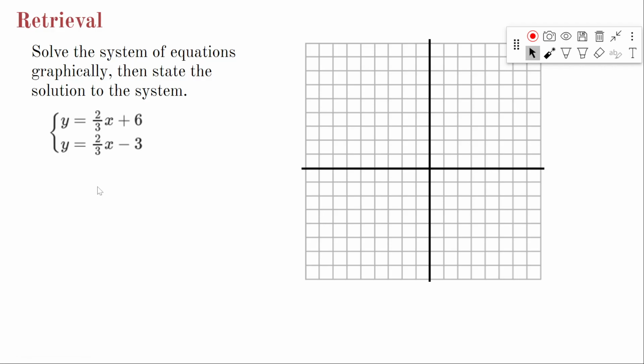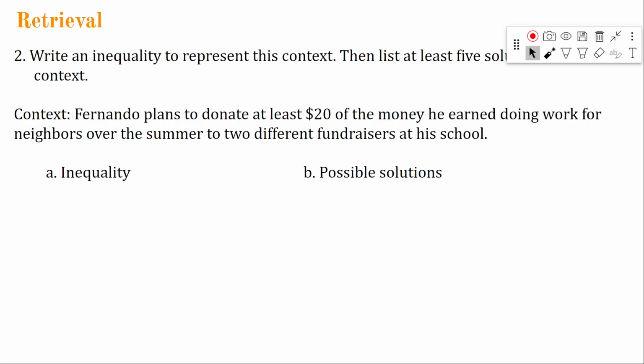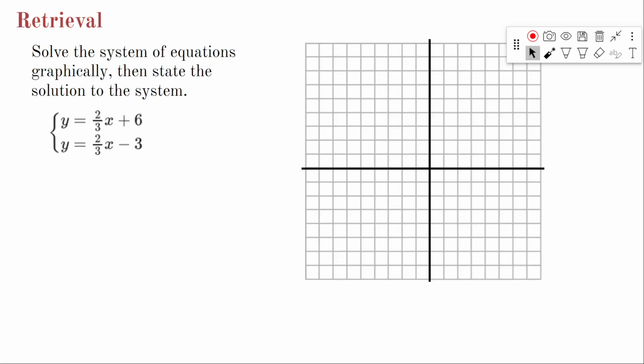Hello, this is Mrs. Scarpel, and in this video I am going to review solving systems graphically as well as writing an inequality to represent a context.